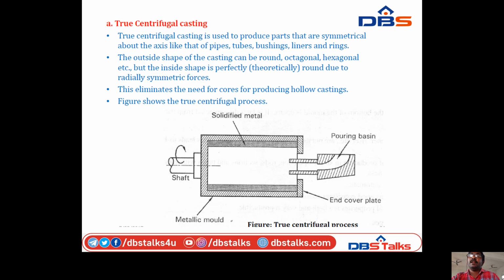The outside shape of the casting can be round, octagonal, hexagonal, etc. But the inside shape is theoretically perfectly round due to the radially symmetric forces. This eliminates the need for a core for producing hollow castings. The figure shows the true centrifugal casting process.